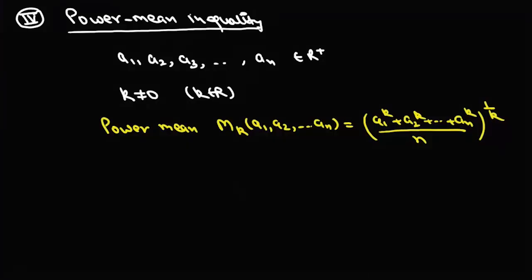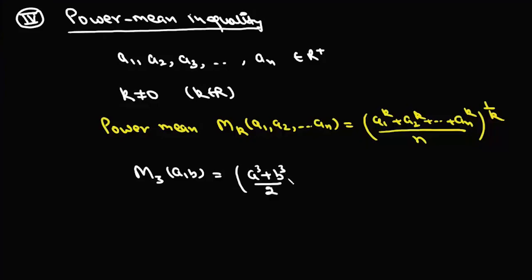To understand this, let us consider the power mean of a and b if k is 3. Now it will be a cube plus b cube by 2, whole to the power 1 by 3. So this is how we write the power mean of these numbers with the given k.